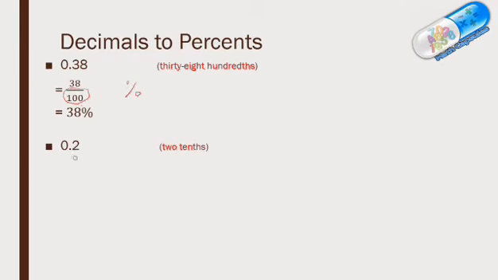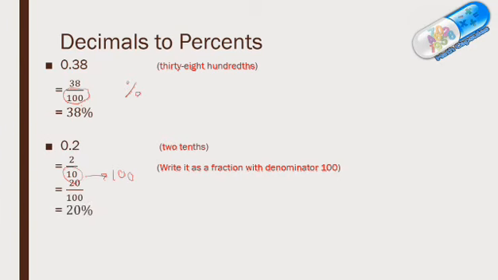Another example, 0.2. Here it is 2 tenths, which is written as 2 over 10. But can I write this as a percent? First, I have to transform the 10 to be 100. So to transform 10 into 100, you multiply both numerator and denominator by 10. So it will be 20 over 100, and this means it's equal to 20%.